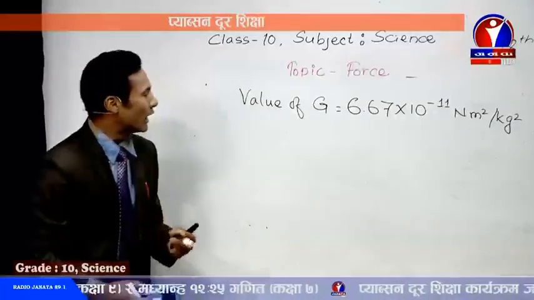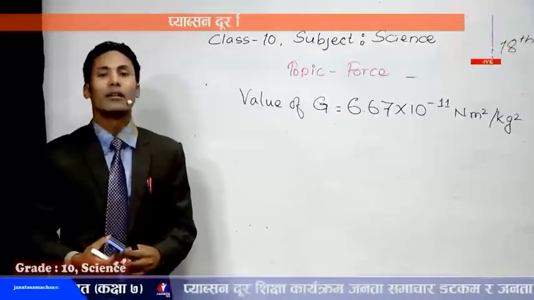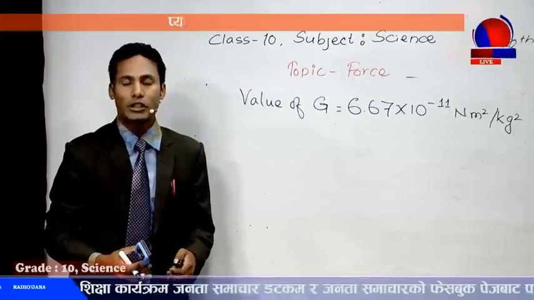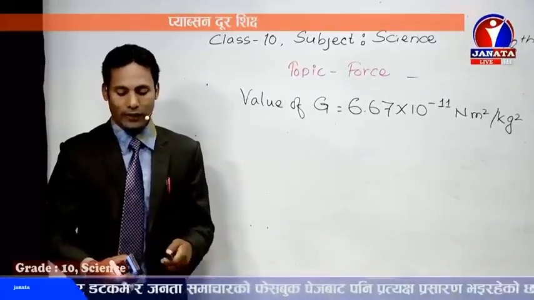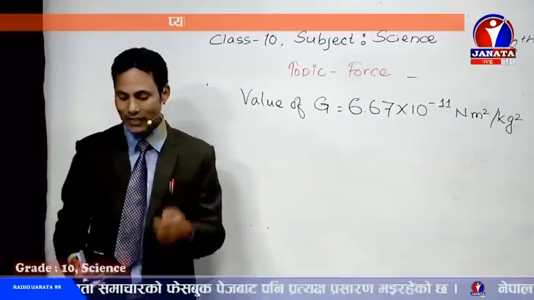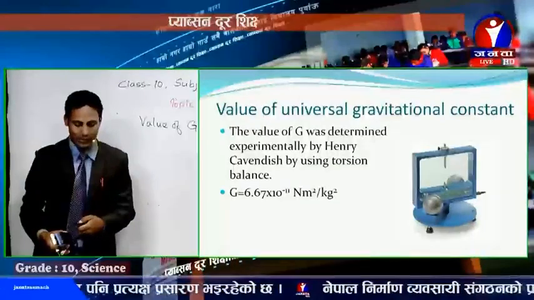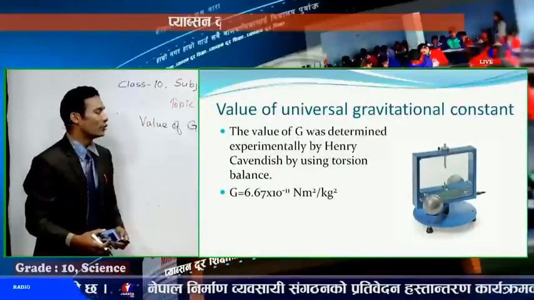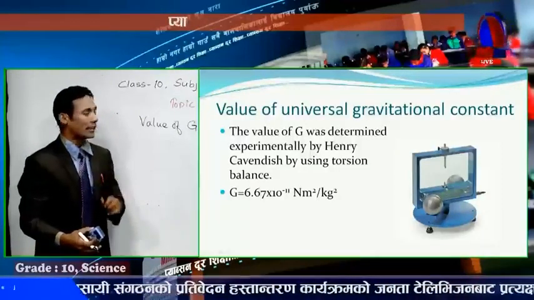That is the value. And this value was first calculated by the scientist Henry Cavendish, who used the torsion balance for the calculation of this value G. You can see in the slide also, I have shown a picture of this torsion balance for the calculation of the value of G, that is 6.67 into 10 to the power minus 11 Newton meter square per kg square.